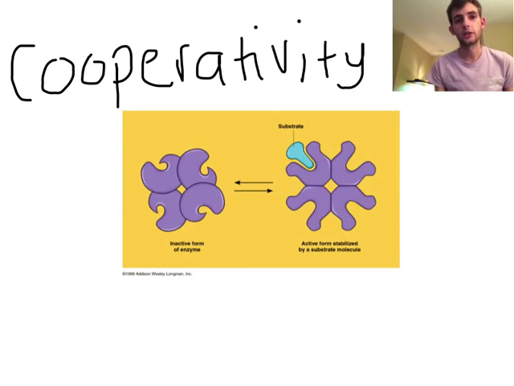Another type of regulation we can see with enzymes is what's called cooperativity. And this is a way of activating an inactive enzyme. So some enzymes have multiple areas where substrates can bind. So when one substrate binds to one of those active sites, it causes a change that opens up all of the other active sites, like this diagram shows. So that's another type of regulation to control enzyme activity.